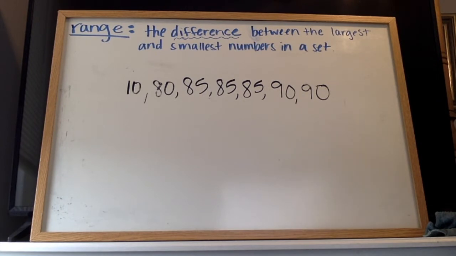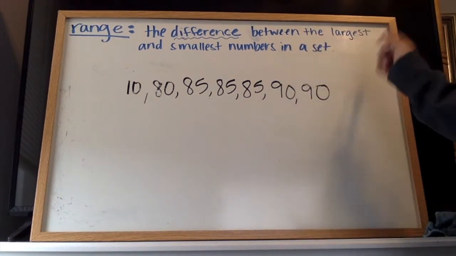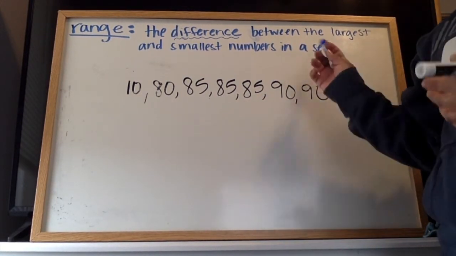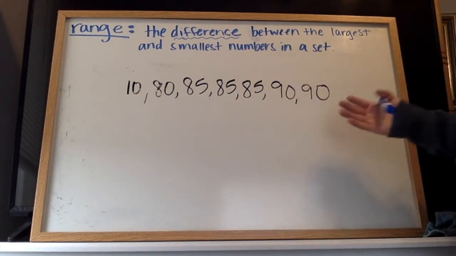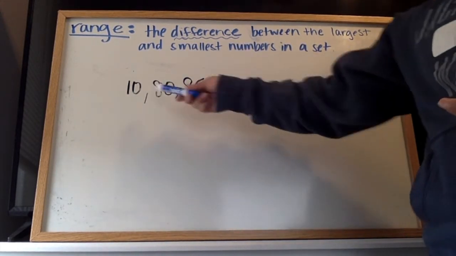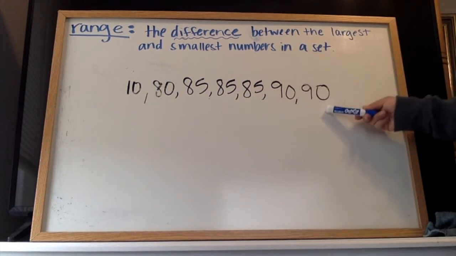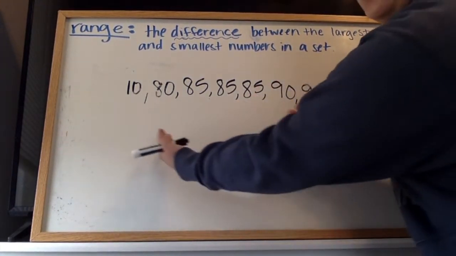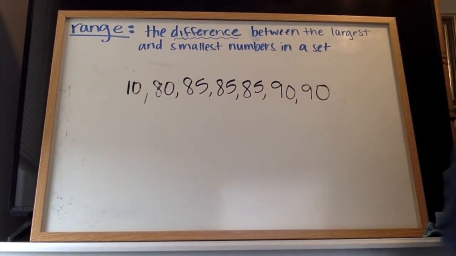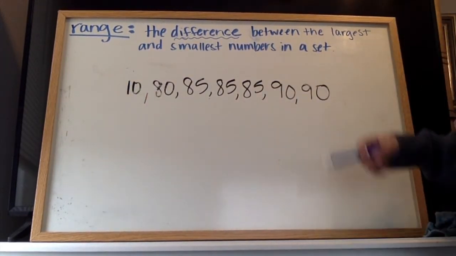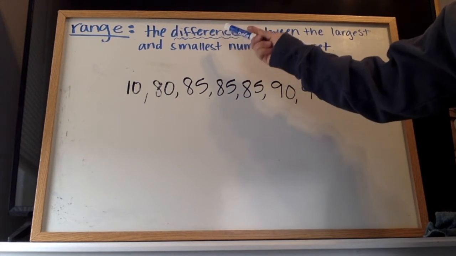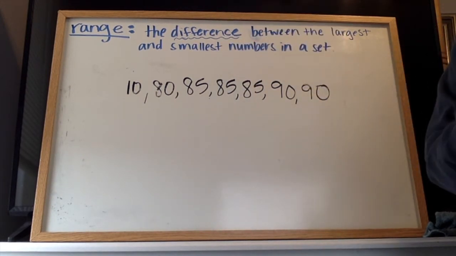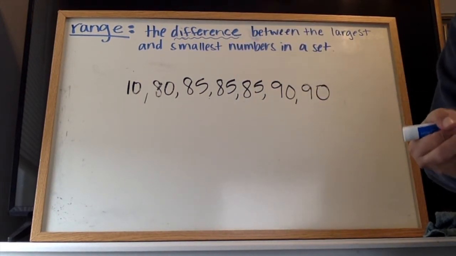Now, another new term is called the range. Now, a range is the difference between the largest and smallest numbers in a set. So I'm going to use the same numbers here from Ian's game. We have 10 all the way to 90. So the range here is the difference between that smallest number and that biggest number. Now, the key word in this is difference. Difference, we know, means that we need to subtract.